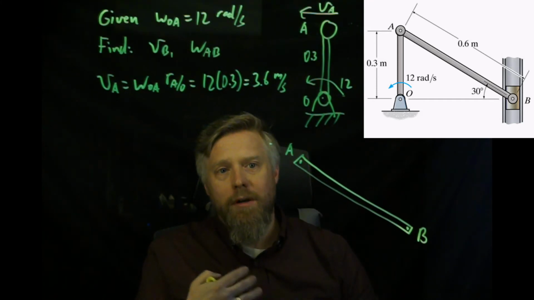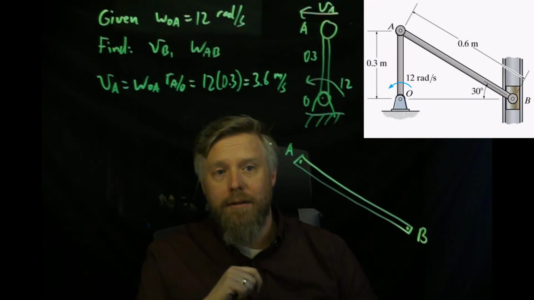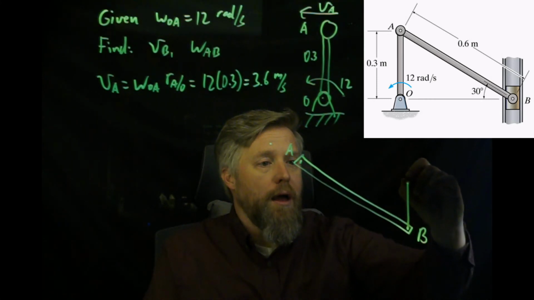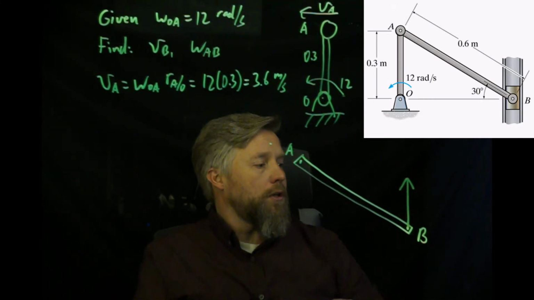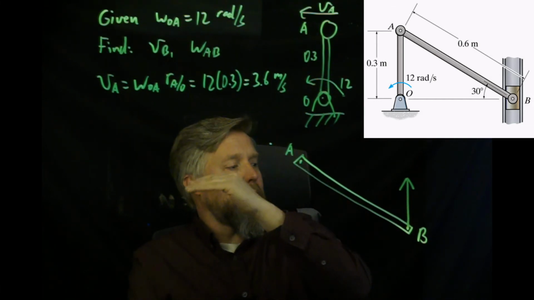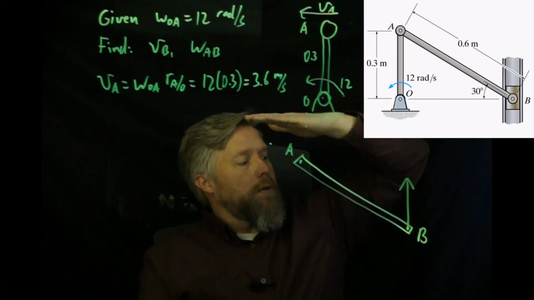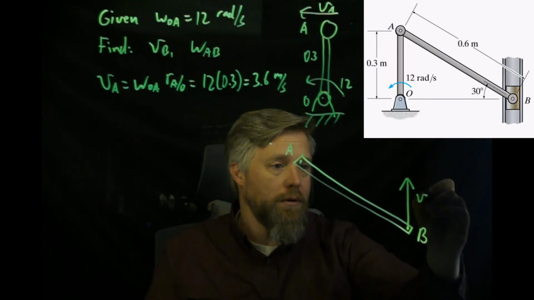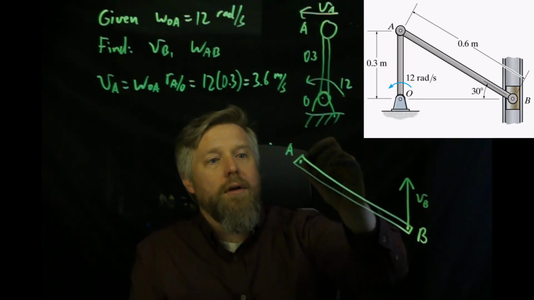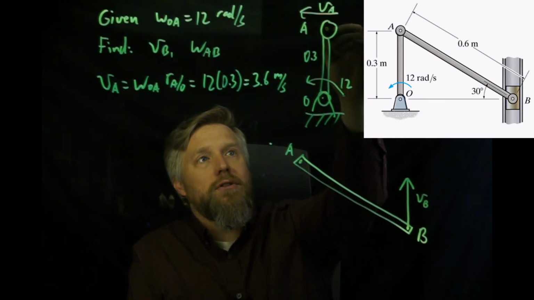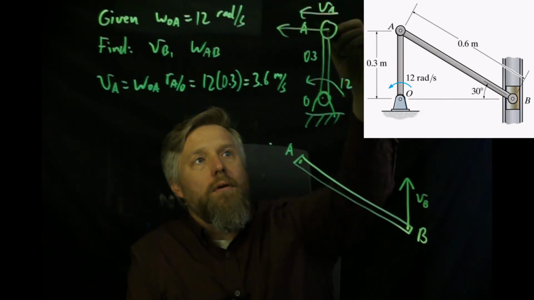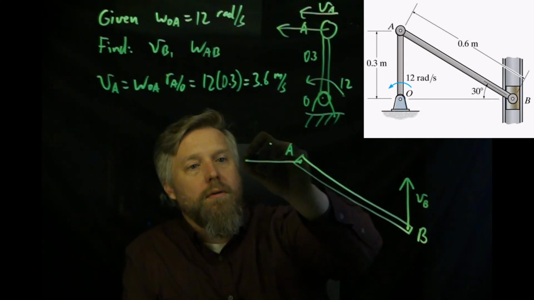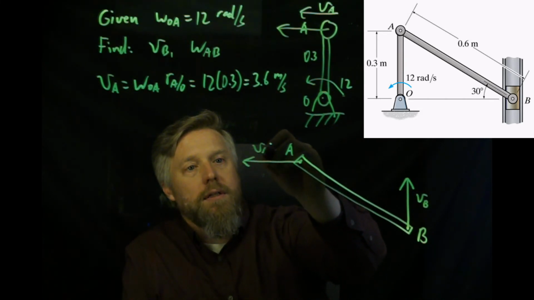Now you might be saying, we don't know the velocity of B, and you're right, but we do know its direction. Its direction has to be up. How do I know that? Look at the picture. If OA is going this way, that means AB has to be going that way. And B is constrained, so it must be going up. So we know its direction. That's our velocity of B. We also know velocity of A because it's constrained with its own rod, the rod OA. So we know it's going this way. That's our velocity of A.